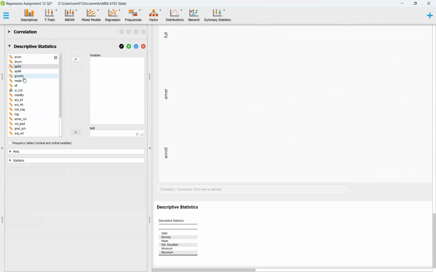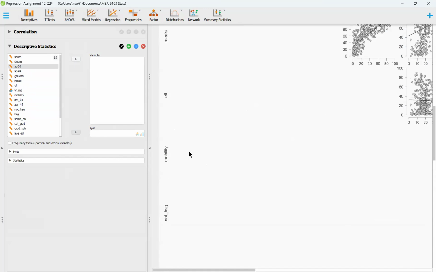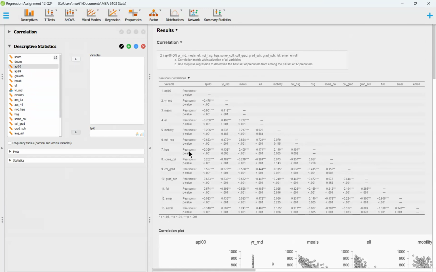API 99. I don't know why I added API 99. API 99 with meals.